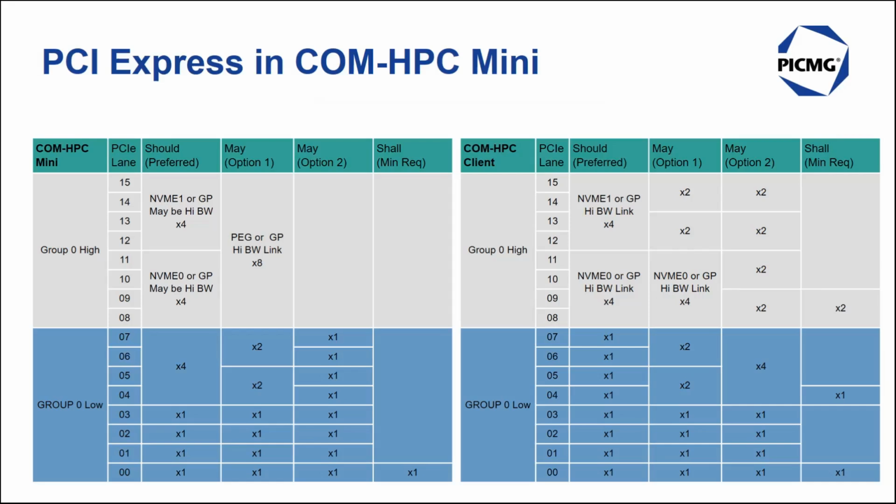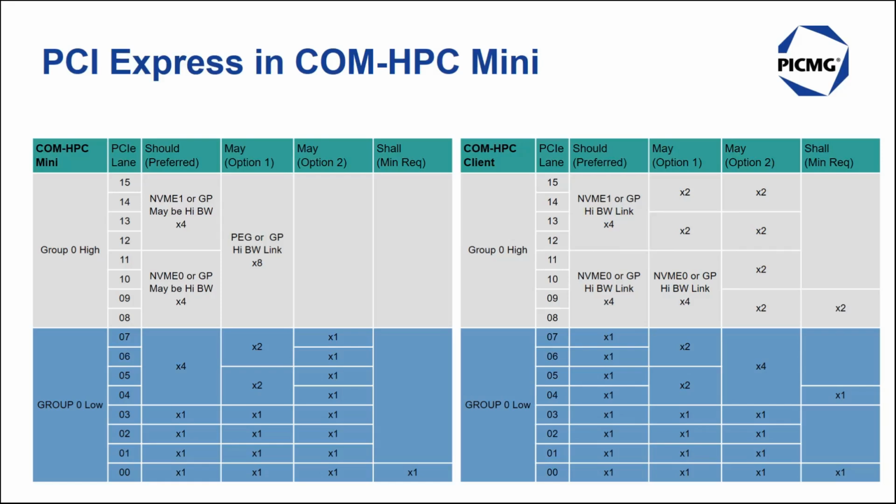Let's come to a third example which even overlaps somewhat with the SATA example in terms of content. PCI Express in COM-HPC Mini. COM-HPC Mini has 16 possible PCI Express lanes, namely PCI Express lane 0 to 15. This PCI Express group 0 is divided into two subgroups as with the COM-HPC client and server. There is PCI Express group 0 low for lanes 0 to 7 and group 0 high for lanes 8 to 15. In terms of the recommended fill order, COM-HPC Mini is similar to client type.